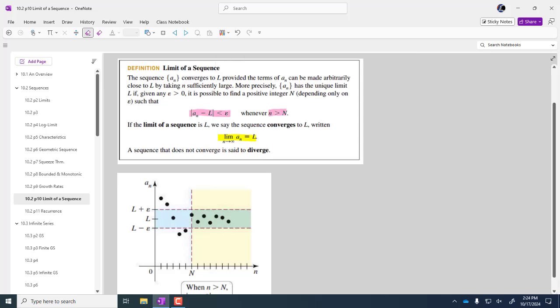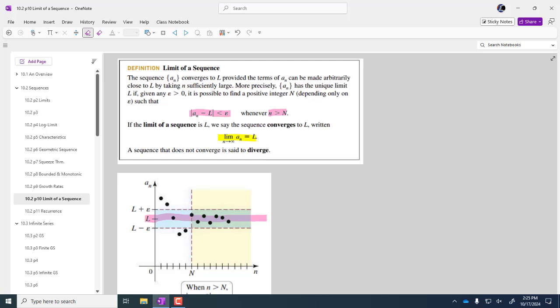So this first part up here, a sub n minus L. So first off, when you look at the picture, we've got our L right there. So L is going right down the middle there. And if you were to imagine what a sub n minus L is, a sub n minus L is just the difference between your sequence term and L. And so that's what this measures. This is measuring half of this dotted interval here, right?